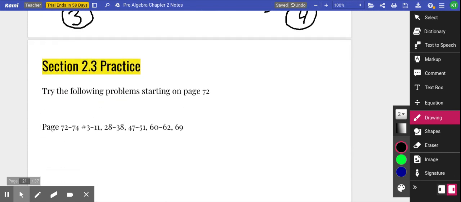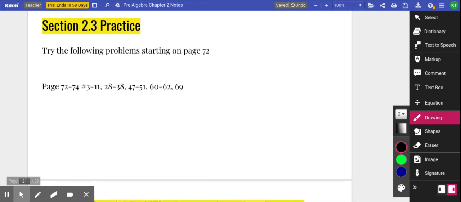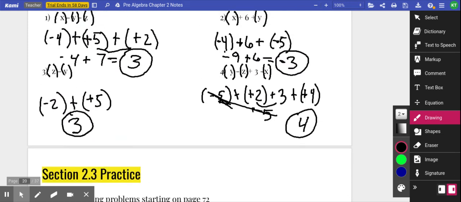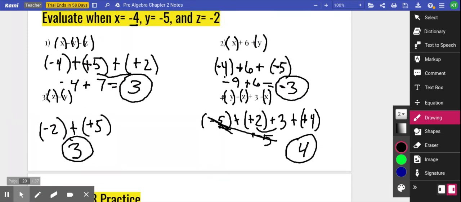All right, your practice problems are on page 72, and you're going to do numbers 3 through 11, 28 to 38, 47 to 51, 60 to 62, and number 69. It should be on a separate sheet of paper, and your work should look similar to what you see here in our examples. You should do it by hand, and you can use a calculator to check your work.